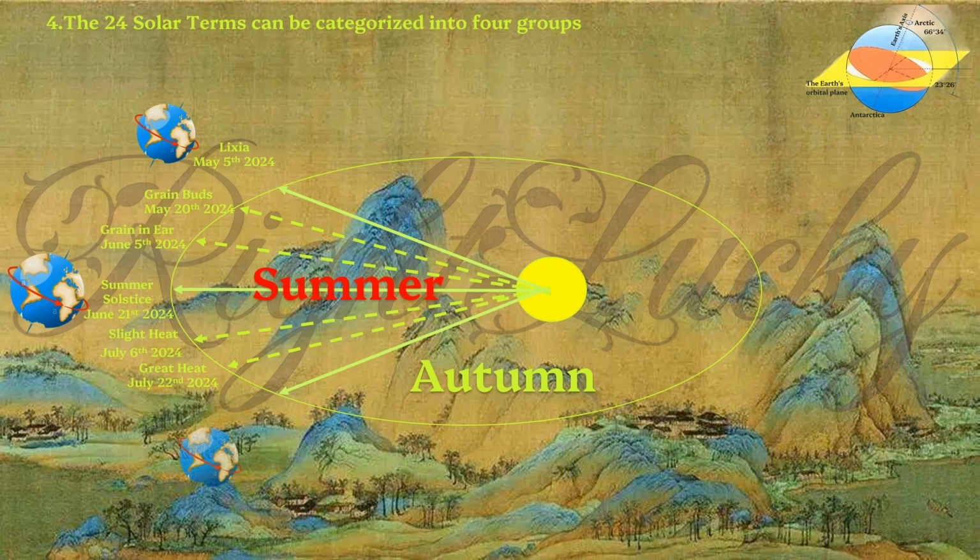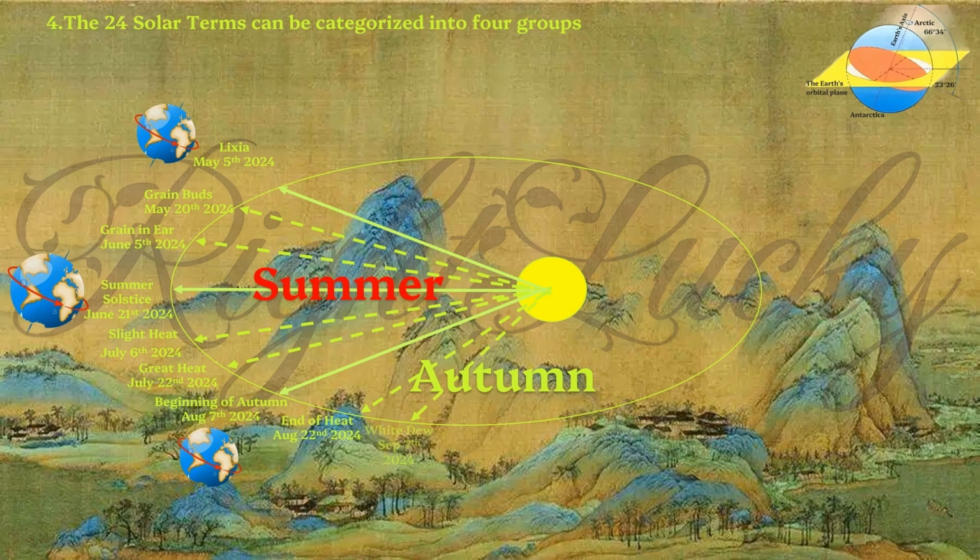Solar terms and the sun's journey. As Earth continues its orbital journey around the sun, the angle at which sunlight strikes our planet also changes, leading to variations in the length of daylight hours and fluctuations in ground temperatures. Each solar term represents a specific stage in this journey, highlighting significant shifts in the sun's position and the resulting impact on the natural world.